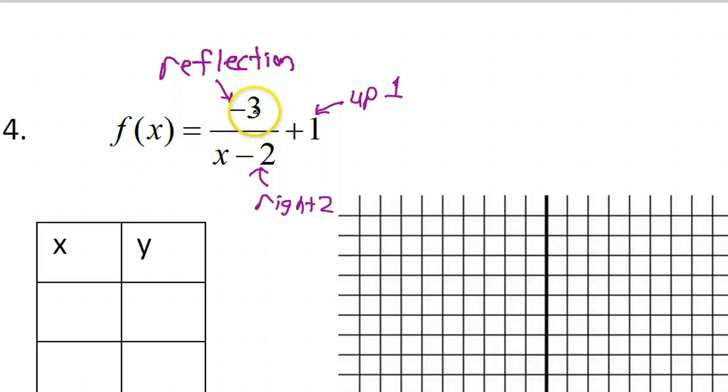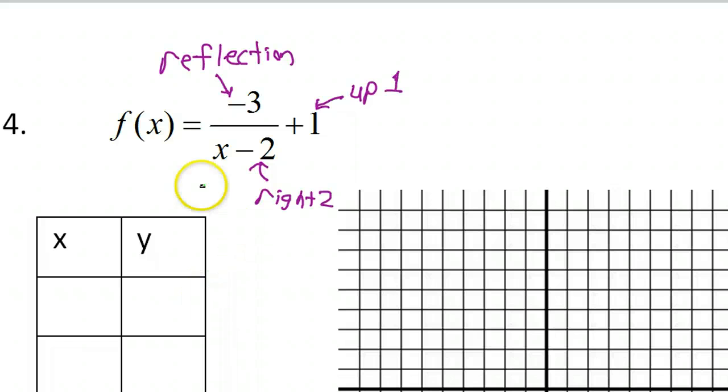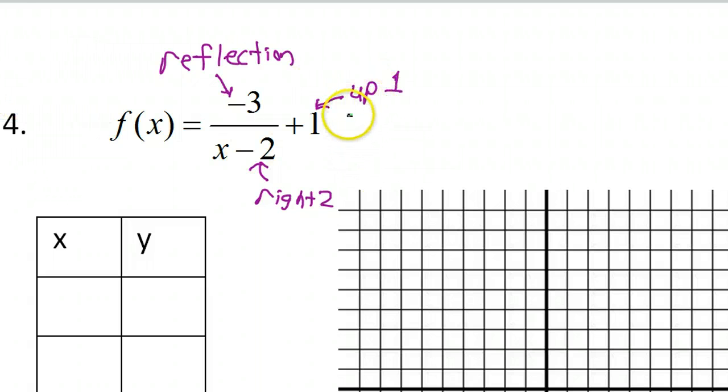And technically this 3 is a vertical stretch. So, if this is going to be up 1, that's going to affect the horizontal asymptote. In other words, the horizontal asymptote, which I'm going to abbreviate HA for right now, is going to be y equals 1.